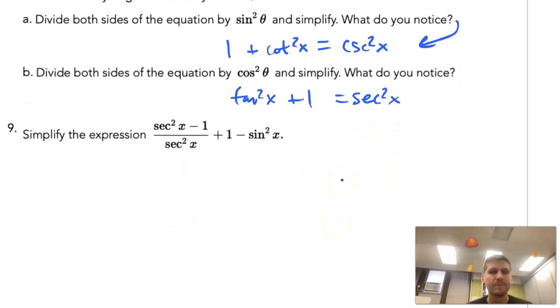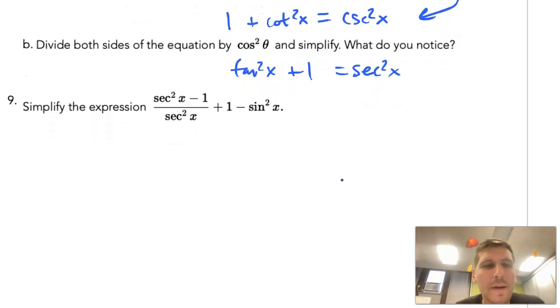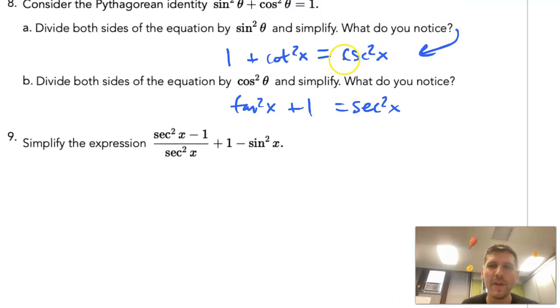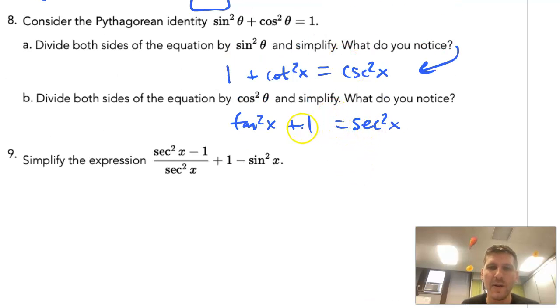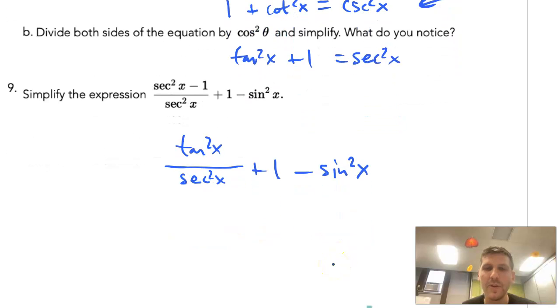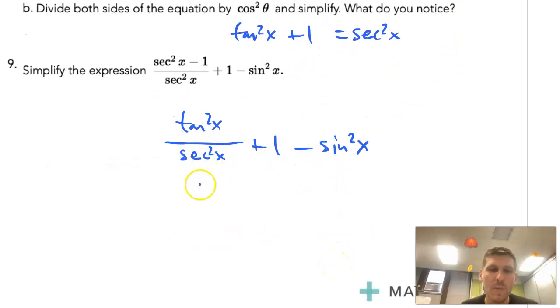Not too bad. Now number 9 is asking about simplifying this expression. Okay, well look right above here. Secant squared x minus 1 is equivalent to tan squared x over secant squared x plus 1 minus sine squared x. Wow, this is a wild looking one, but let's see what we can do.